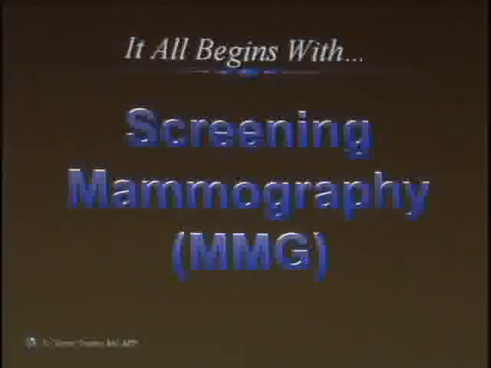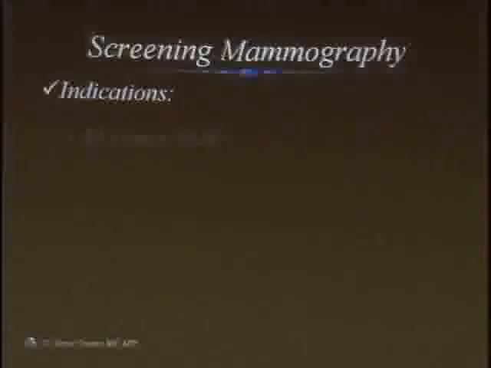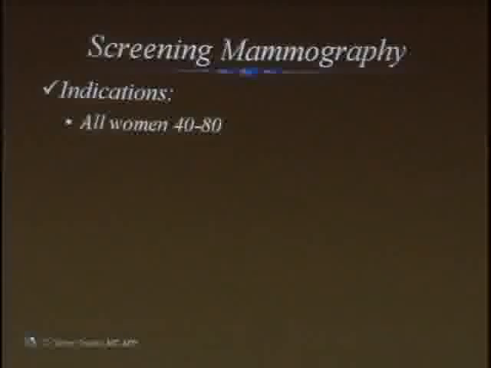Now, screening, you all know what that means. This begins with you talking to a woman in your office who is currently asymptomatic and is seeing you for their annual physical. And you're ordering, because they're the right age, a screening mammogram. So let's talk about screening mammography and understand what its indications are. Every woman, 40 to 80, gets one every year. You can begin at 35 depending upon their risk. We're going to talk about that later.